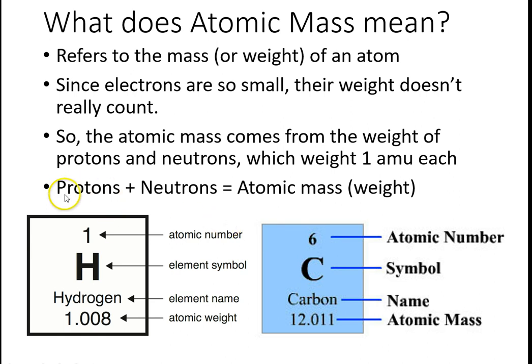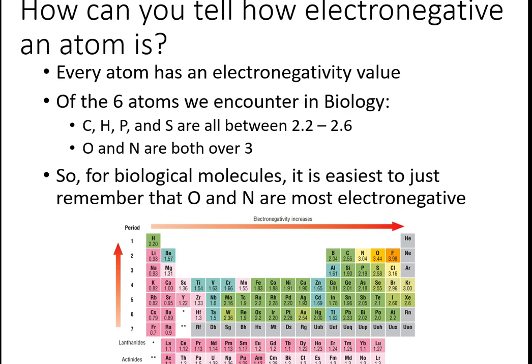So if we go back to our little equation up here, we see that protons plus neutrons equals atomic mass or atomic weight. And in a periodic table entry, we're given the number of protons here and the atomic mass down here. And so it's very easy then to figure out what the number of neutrons are simply by subtracting the protons from the atomic mass. And that's really how we use the atomic mass whenever we're doing a problem with atoms in chemistry.